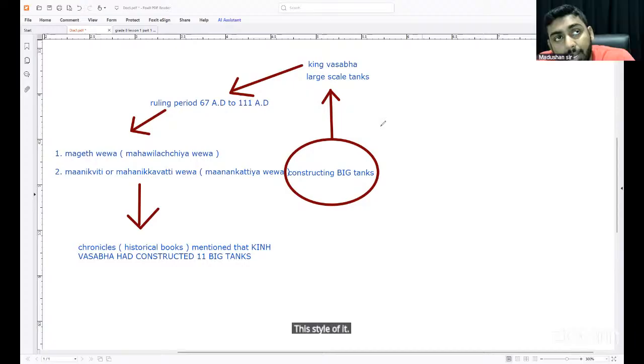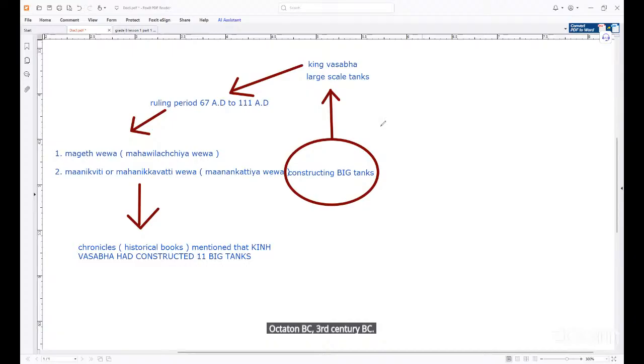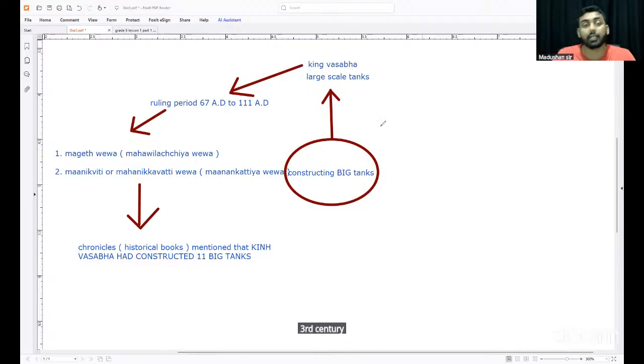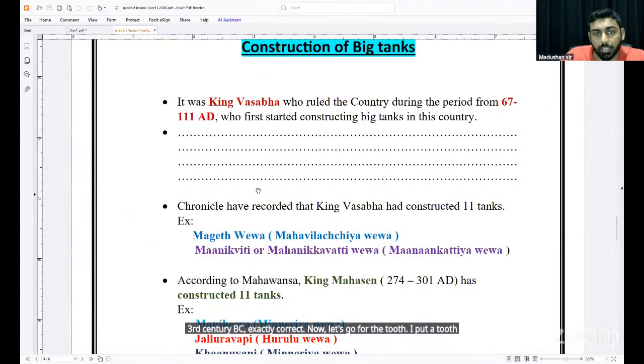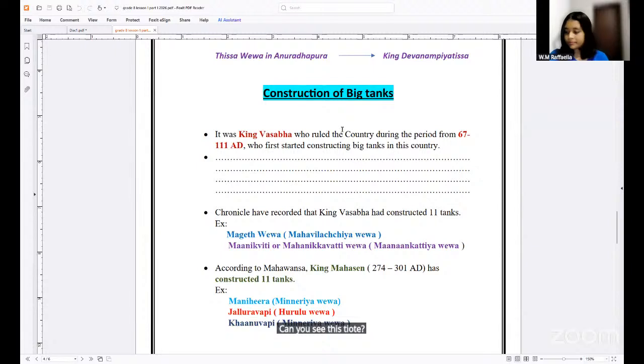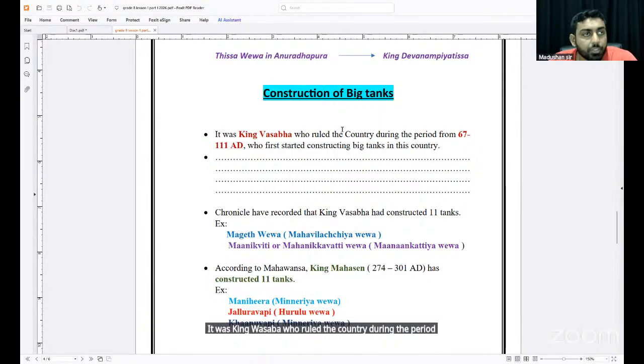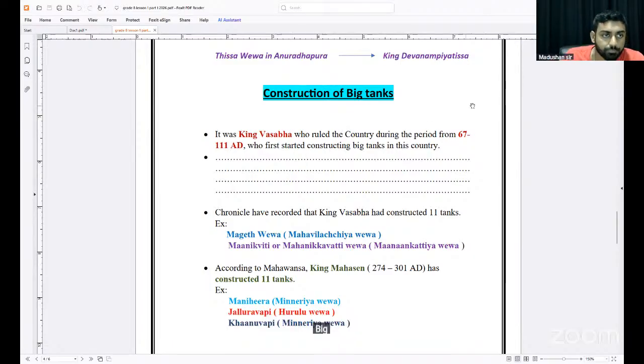In which century did they start constructing big tanks? After the 3rd century BC. 3rd century BC. Exactly correct. Now let's go for the tute. Can you see this tute? Yes. It was King Vasabha who ruled the country from 67 to 111 AD, who first started constructing big tanks in this country.